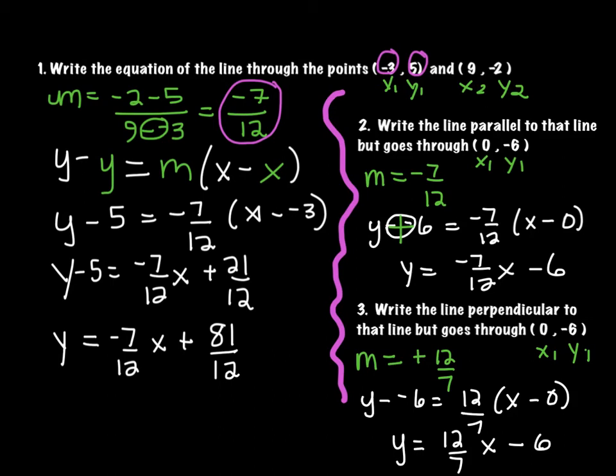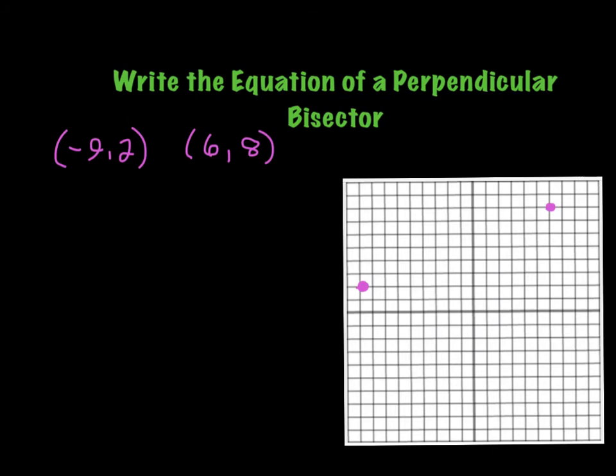Okay, one last thing. So I want to write the equation of a perpendicular bisector. Here is my segment. I want to write the equation of the perpendicular bisector to this segment. How do I do that? Well, the first thing it needs is a slope. I'm going to write the equation of a line, right? Well, I like doing rise over run.